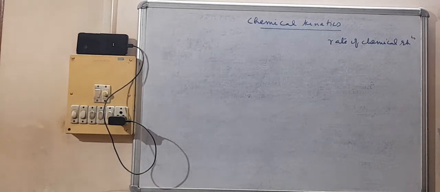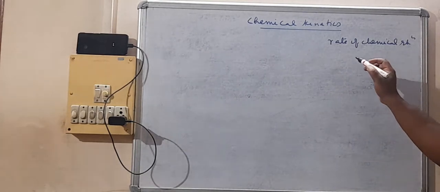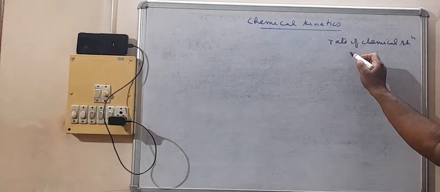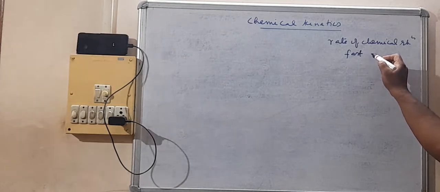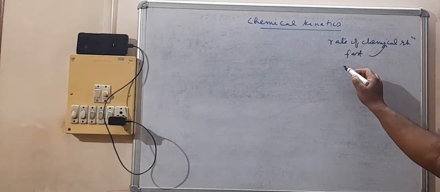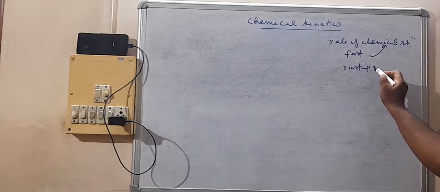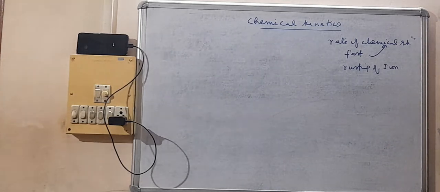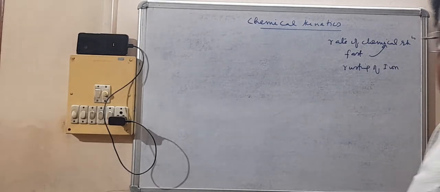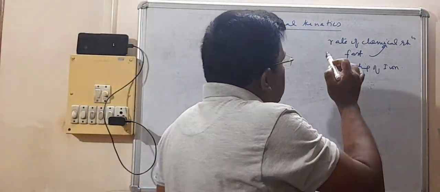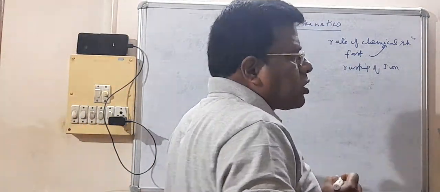Suppose bursting of crackers. It is an example of a fast chemical reaction. Suppose rusting of iron. Rusting takes a month to take place. So rusting is a chemical reaction, but it's very, very slow. And so we have fast reactions, and we have very slow reactions.